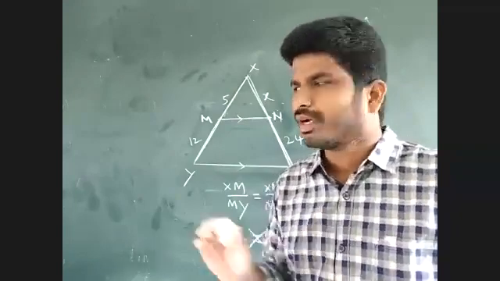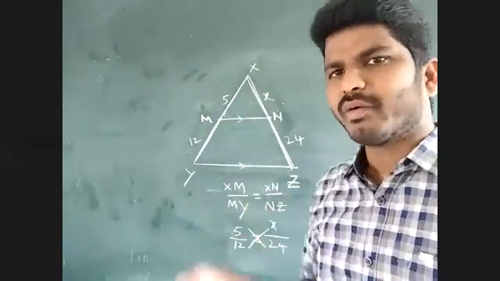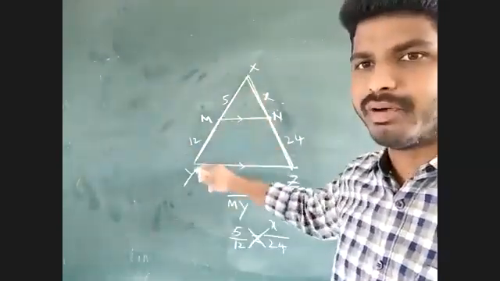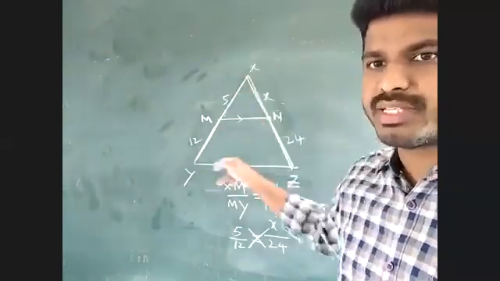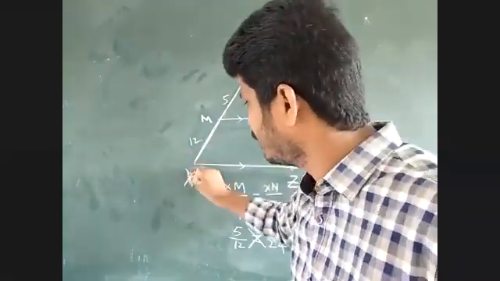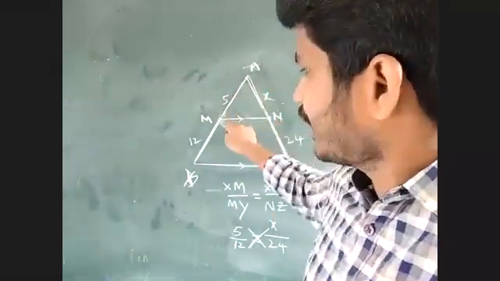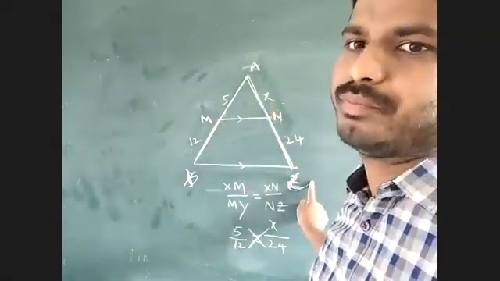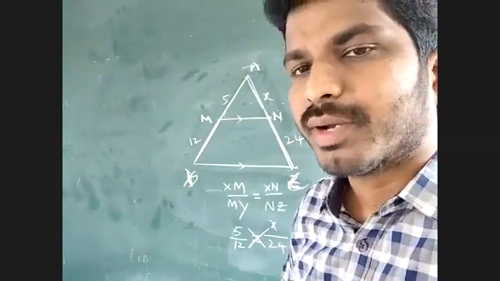In place of XYZ they will ask A, B, C, P, Q, R, X, whatever it may be, but the formula is same. XM by MY equal to XN by NZ. If for example it is ABC, then tell me the basic proportionality theorem formula. AM by MB equal to AN by NC. That formula is very, very important.